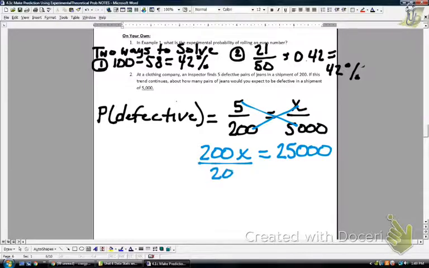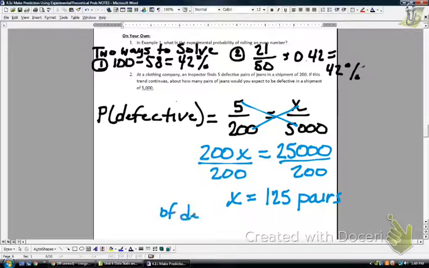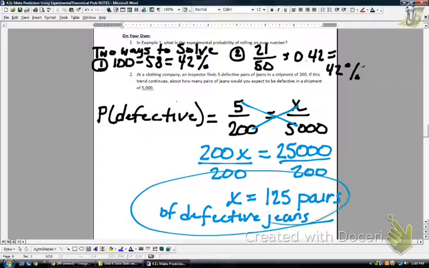Then I'm going to divide both sides by 200 to get x by itself. And when I do that, x comes out to be 125. So I can expect that there would be 125 pairs of defective jeans in a shipment of 5,000. So notice how we're taking something that we have learned, our proportions, basically, and using them in a different way.